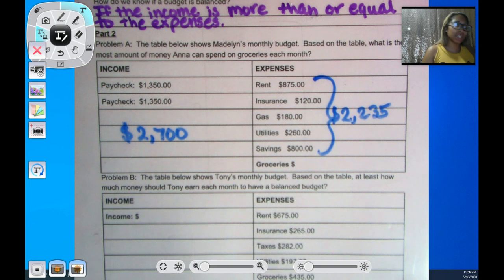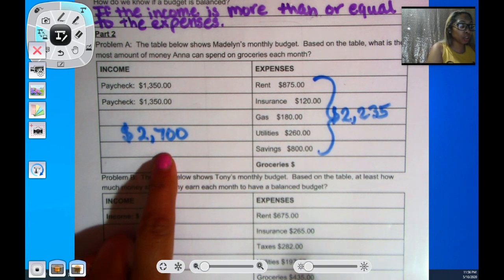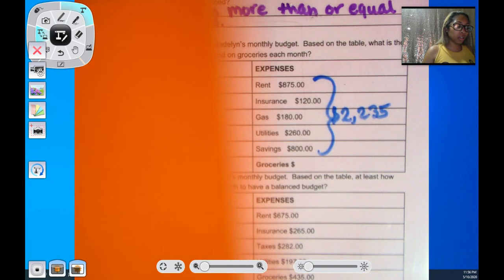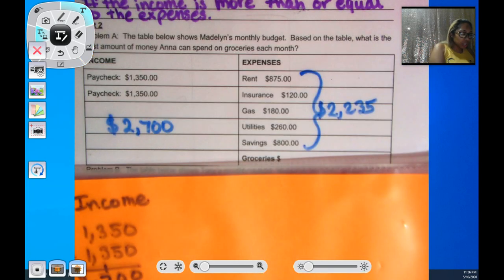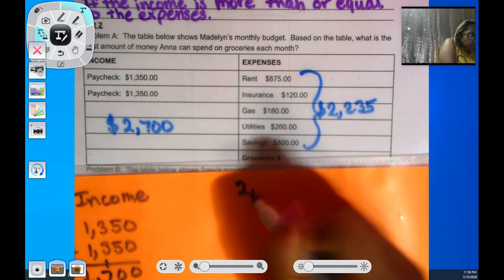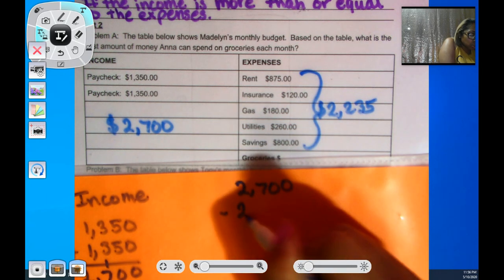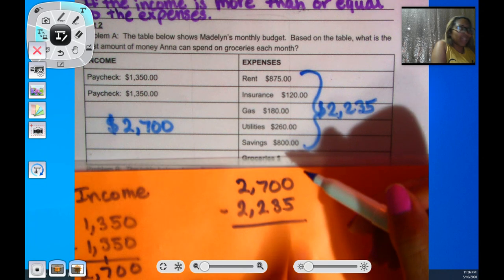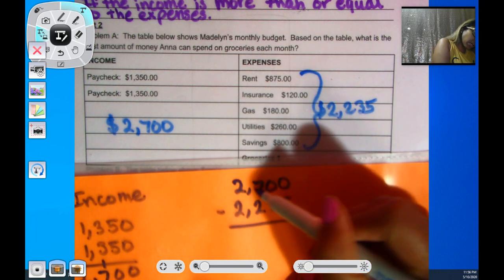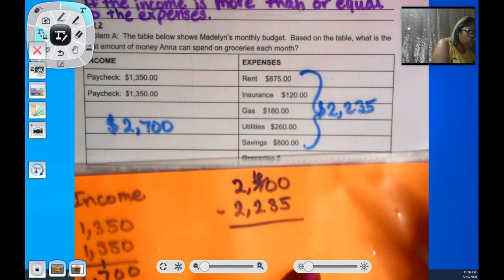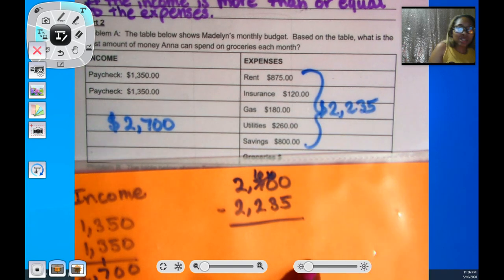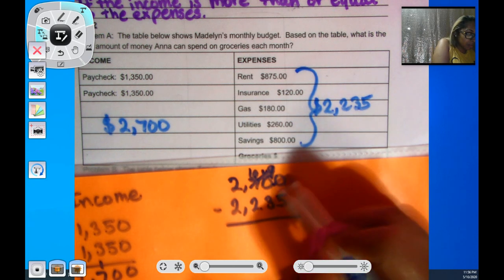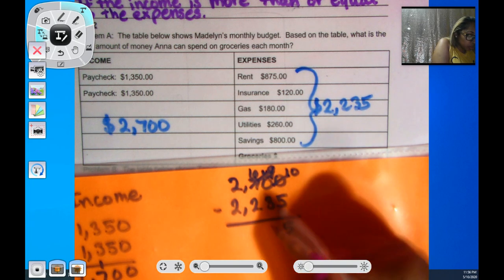So what we're going to do is we're going to take her income and we're going to subtract her expenses. So once again, with my scratch paper here, I'm going to take 2,700 and we're going to subtract the total expenses, 2,235. So we're subtracting that. I can't subtract across zeros, so of course we're going to go ahead and unbundle this 700s. This will become 10, but still no ones. So we're going to cross that out, unbundle that 10 to make 10 ones. So now we have enough to subtract.